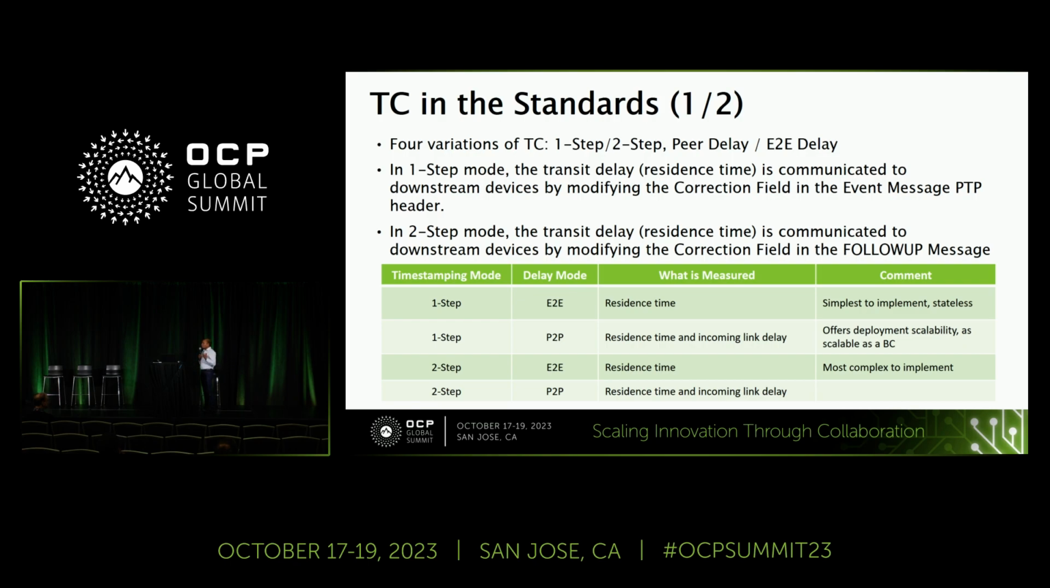In one step, the transmission time is added to the message itself, and there is no need for follow-up. And that means it is kind of stateless. In the two-step mode, there is a follow-up message that will carry the timestamping, and you have to maintain some state in that sense. And there are two different types of clocks within transparent clock. One is end-to-end, and the other is the peer-to-peer.